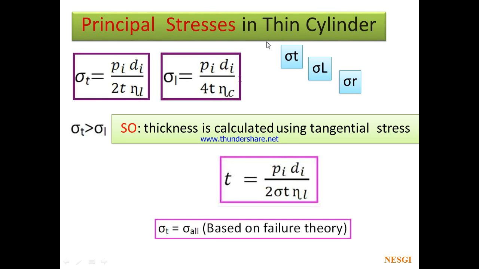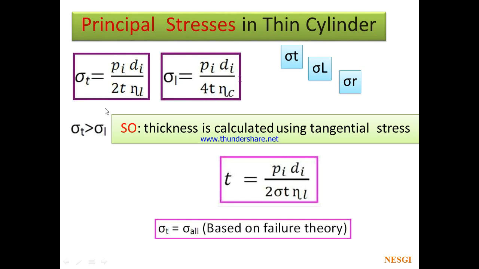Next is principal stress in thin cylinders. Principal stress means, what are the stresses that act in thin cylinders? Tangential stress, longitudinal stress and radial stress. These three stresses act in the cylinder. So we take this as the maximum principal stress and this as the minimum principal stress: sigma 1, sigma 2 and sigma 3. Sigma 1 is greater than sigma 2 is greater than sigma 3, which means sigma T is greater than sigma L is greater than sigma R.